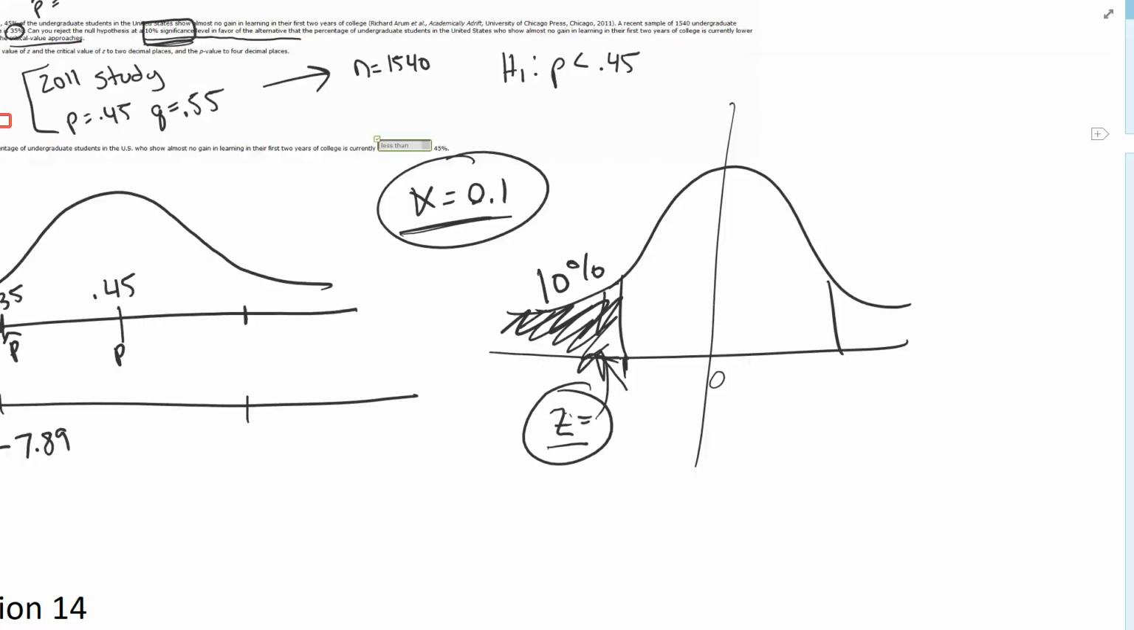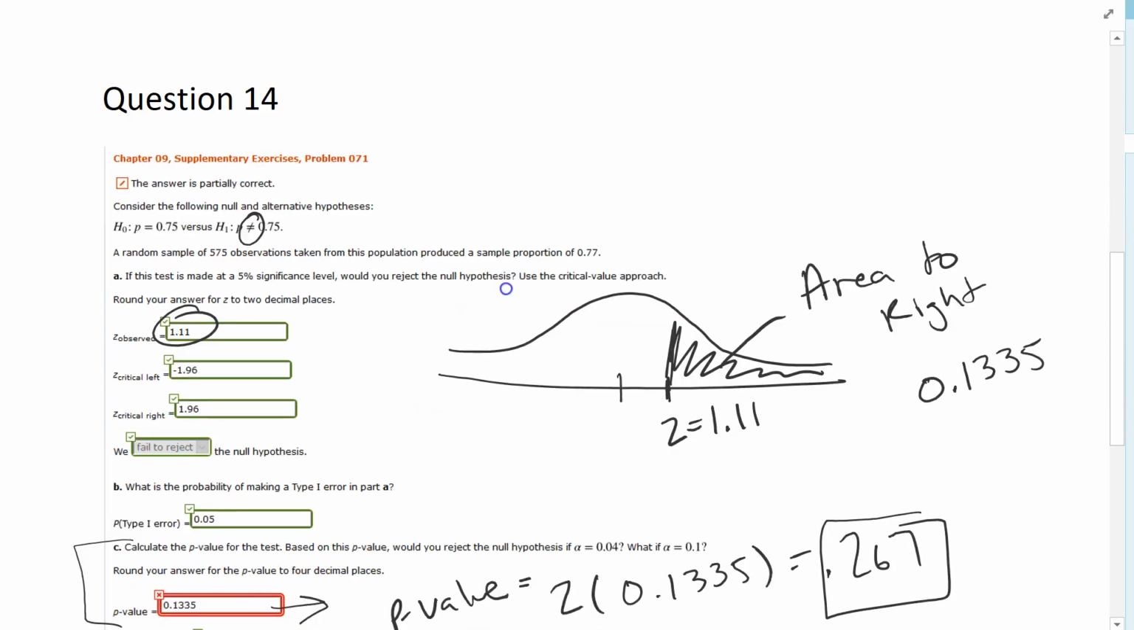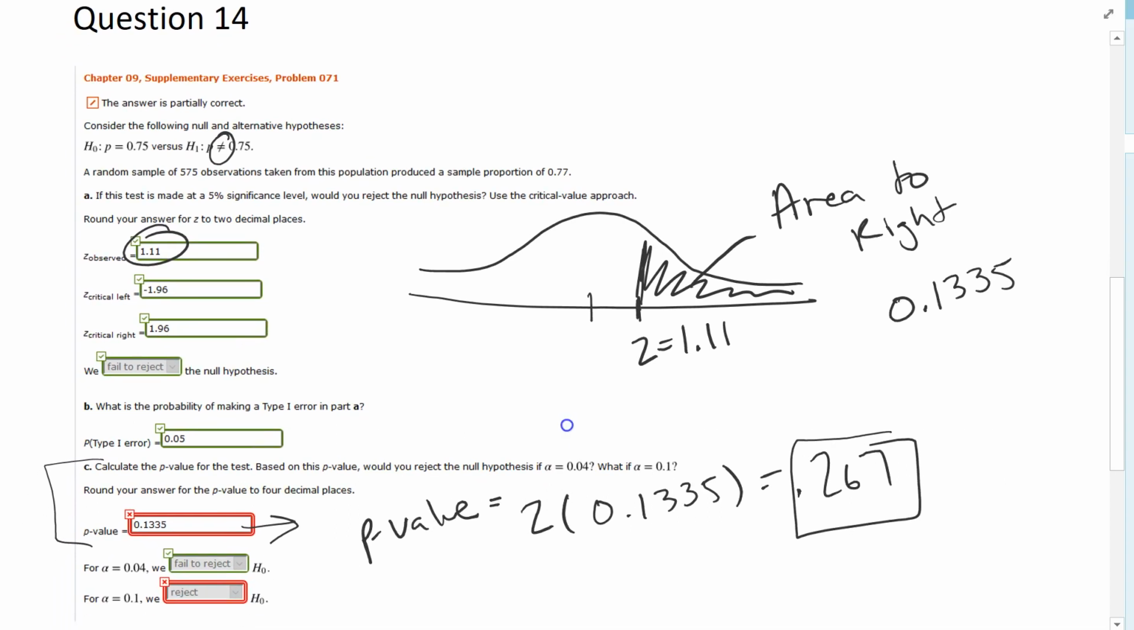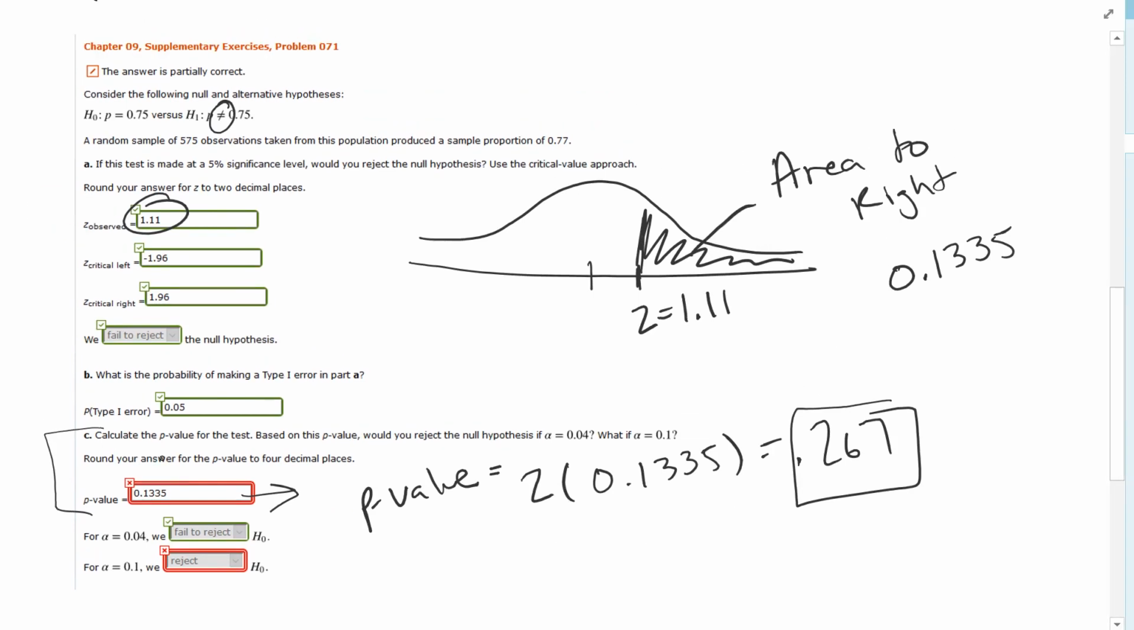Going back to this example, it would be minus 1.28, which makes sense because it's going to be on the left-hand side. Looking at number 14, this is a little bit different one. We calculate the p-value for the test, and we found the z-value. The z-value was given as 1.11.